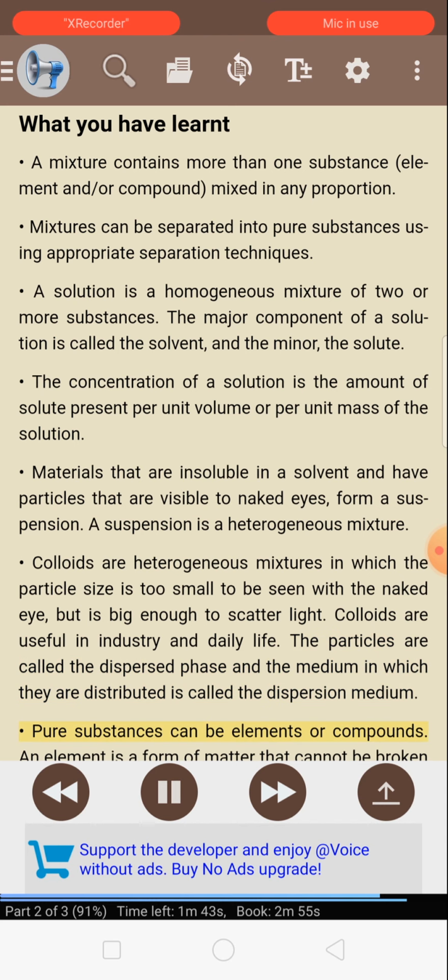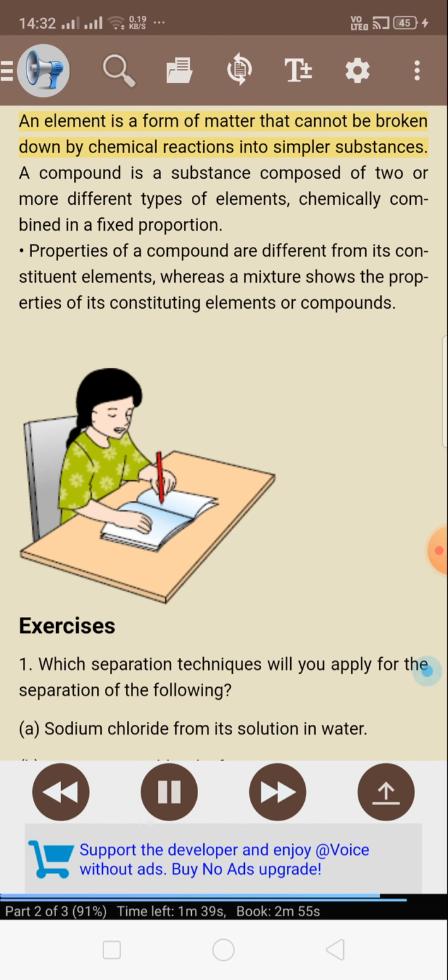Pure substances can be elements or compounds. An element is a form of matter that cannot be broken down by chemical reactions into simpler substances. A compound is a substance composed of two or more different types of elements chemically combined in a fixed proportion. Properties of a compound are different from its constituent elements, whereas a mixture shows the properties of its constituting elements or compounds.